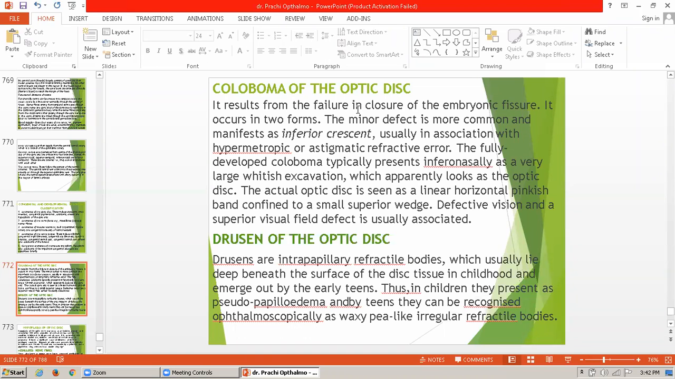It occurs in two forms, that is, the minor defect is more common. It manifests as an inferior crescent and is usually associated with hypermetropic or astigmatic refractive error. And the fully developed coloboma is typically present inferonasally, as a very large white excavation which apparently looks like the optic disc.